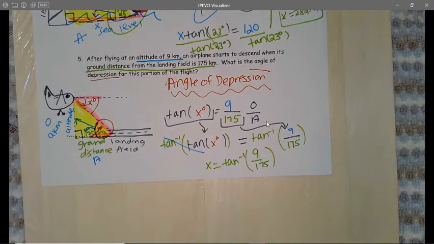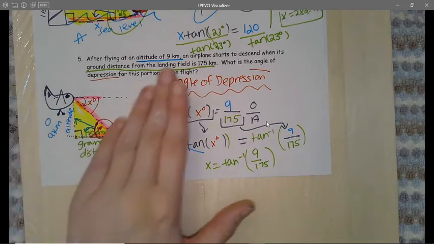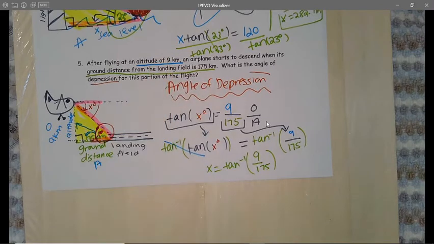Okay, which we're solving for an angle of depression. So what do you think my units will end up being? Well, if it was a unit of length, it would be kilometers, but we're solving for an angle. So my unit of measure is degrees. So just keep that in mind.